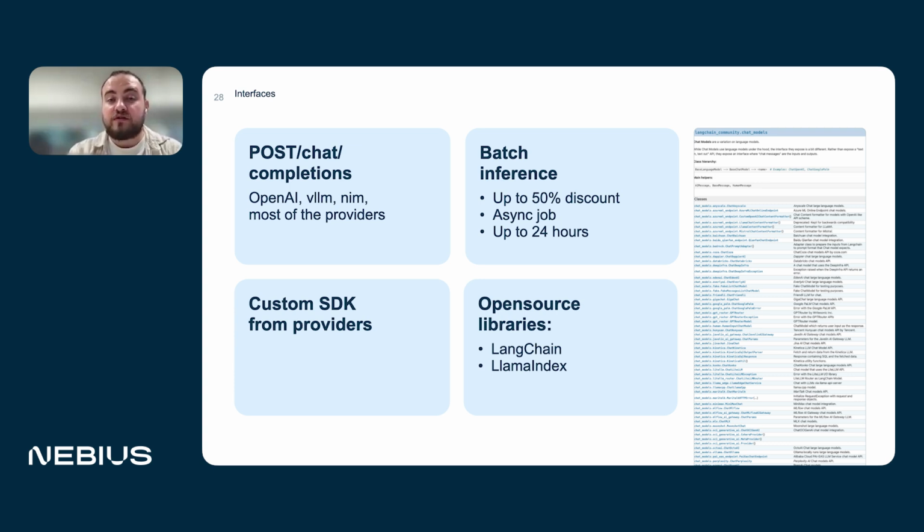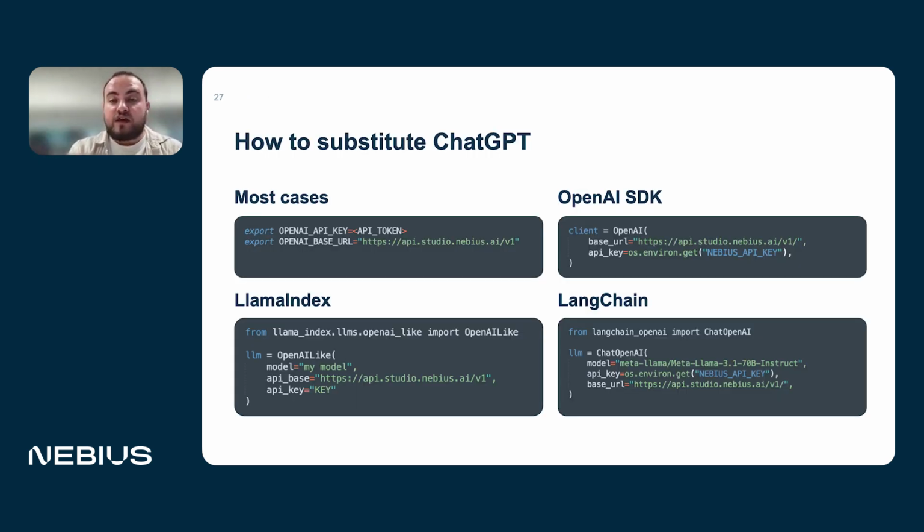You usually get a discount. You sometimes need to wait quite a sufficient amount of time, but usually if you need to process this amount of data, that's okay. Also, some providers give you custom SDKs, and there are open source libraries that are quite popular, such as LangChain and Llama Index, and they support almost every provider. Here on the right, you can see the list of providers supported by LangChain, and it's quite a list.